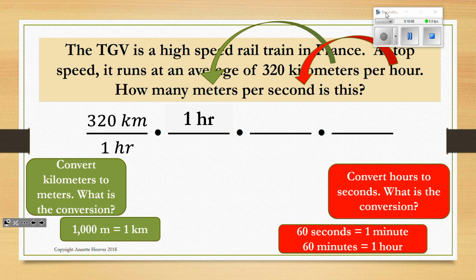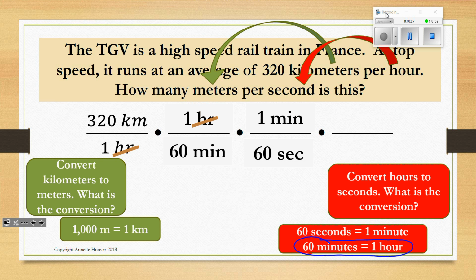But if we're going to convert time first, we have 1 hour. Oops, that doesn't show up there in the red. 1 hour equals 60 minutes. So we set that up as a ratio. 1 hour equals 60 minutes, and the hours cancel out. Then we know that there is 60 seconds in 1 minute, and now the minutes cancel out.